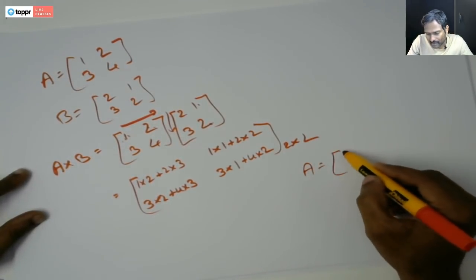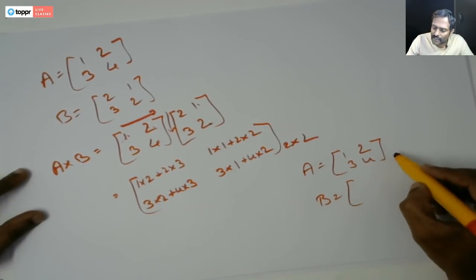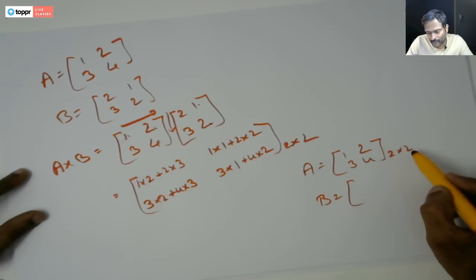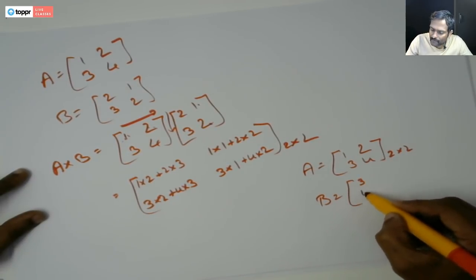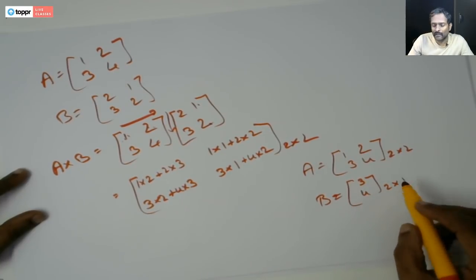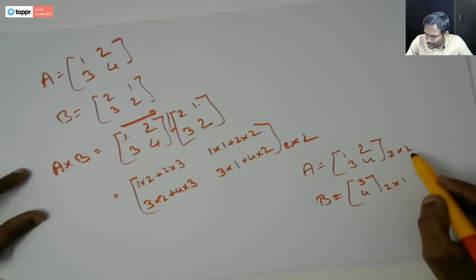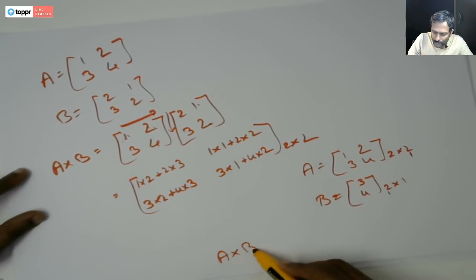A is equal to say 1, 2, 3, 4. Now we'll take B with a different order. So this is a 2 by 2 matrix. What are the number of columns here? 2. So let us take number of rows as 2, like 3 and 4. So this is a matrix of order 2 by 1. So what should be our product? Since these are equal, our product A multiplied by B should be of order 2 by 1, right?